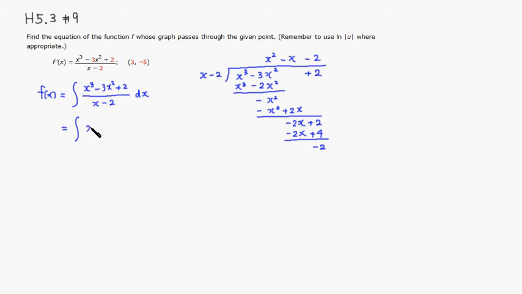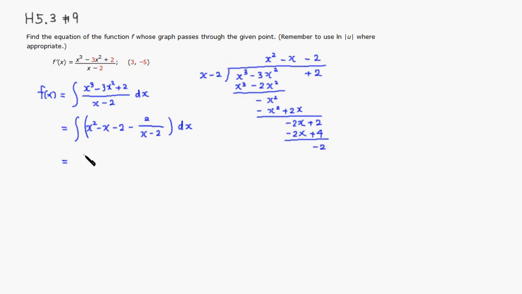So it's x squared minus x minus 2, minus, the remainder is 2, over the divisor, x minus 2. So we need to take the antiderivative of that. We haven't taken the antiderivative yet. We just rewrote the integrand this way. Now we can find the antiderivative.